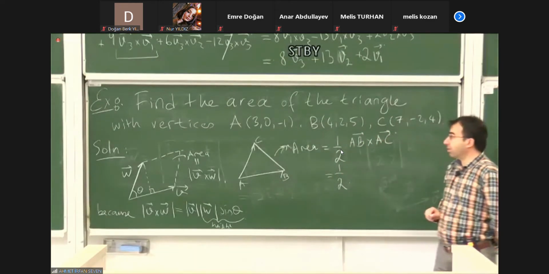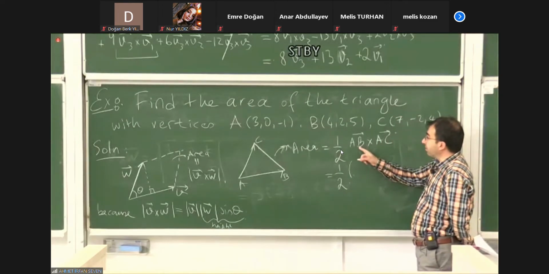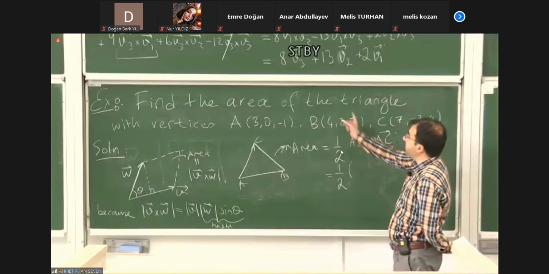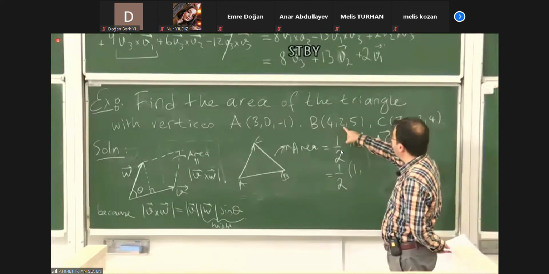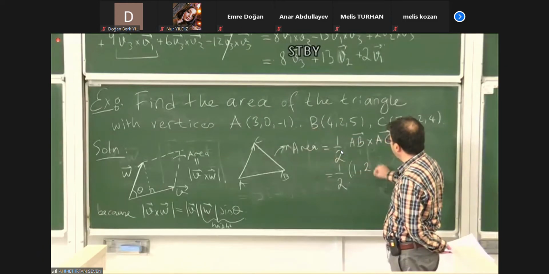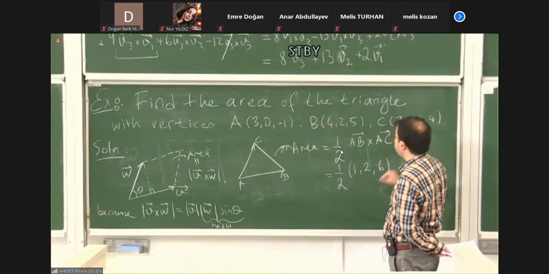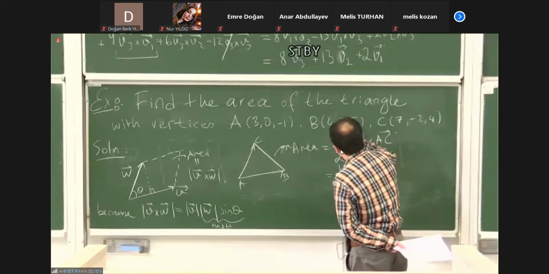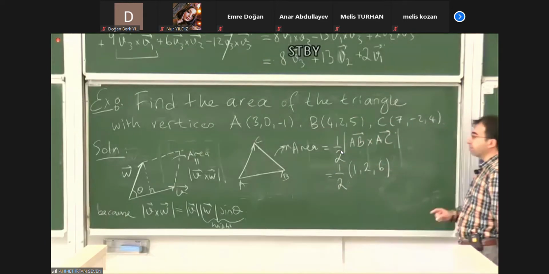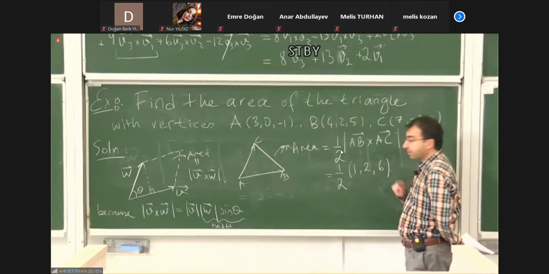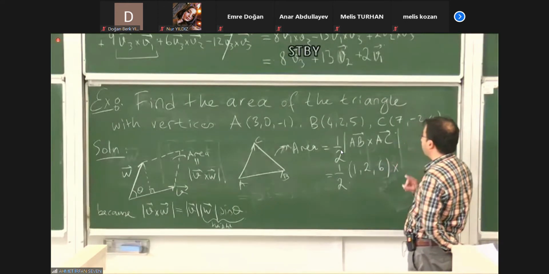Now we need the coordinates. So let's write the components of this vector. Components of AB will be B minus A. So let's compute. 4 minus 3 is 1. 2 minus 0 is 2. And 5 minus minus 1 is 6. I mean the absolute value, the length of this vector. Yeah, 1/2 times. Let's also write the components of AC.